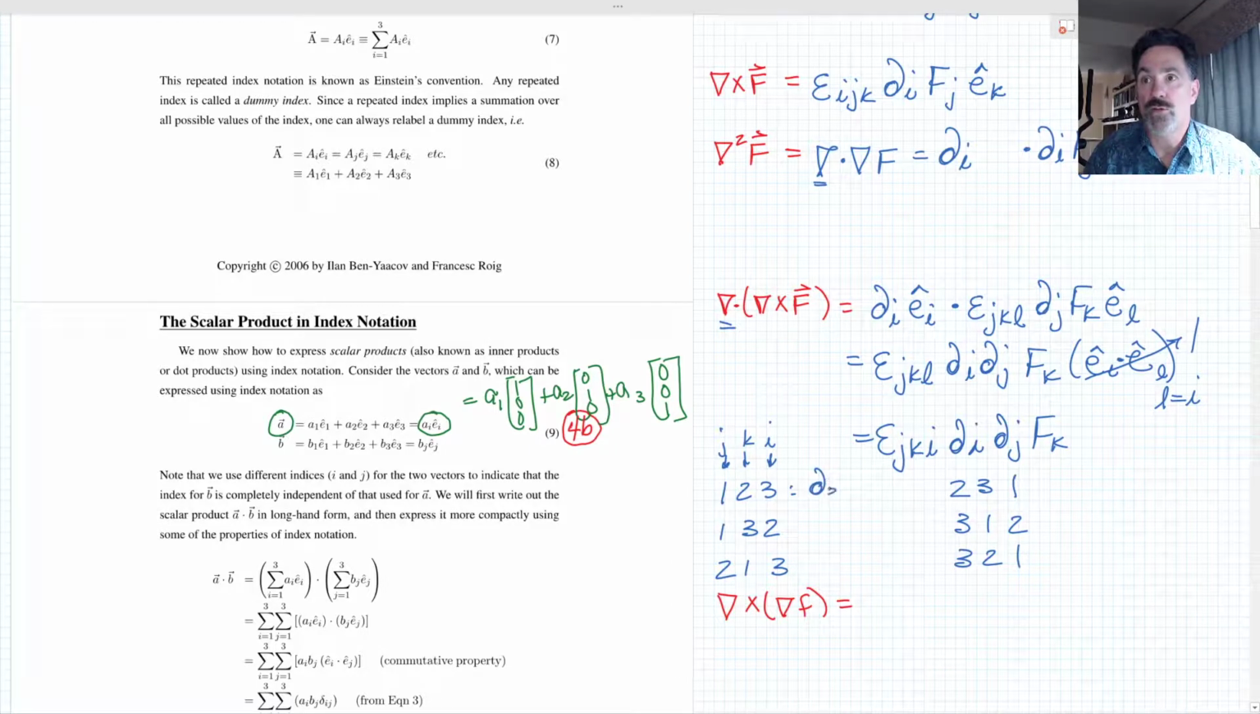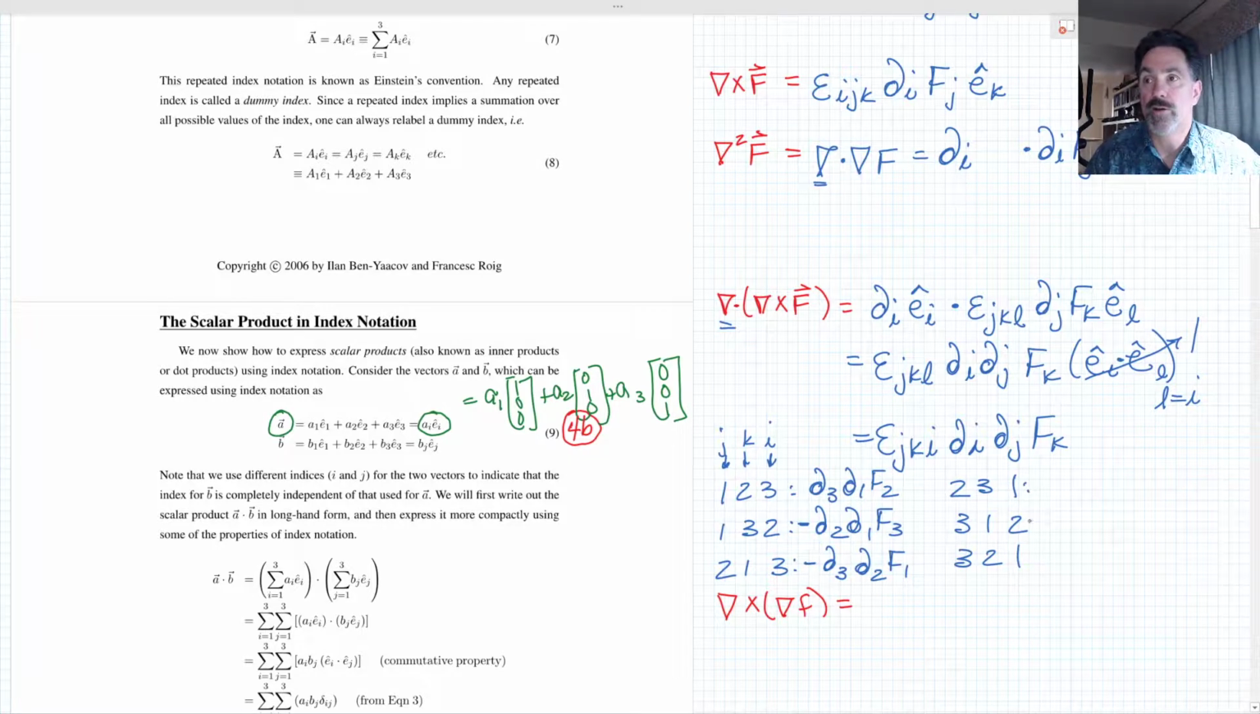So I have a partial 3, partial 1 of F2. And then here I have a partial 2, partial 1, F3. Notice the 1, 2, 3 is clockwise, so that's a positive. This is 1, 3, 2. This is running counterclockwise, so this is actually a negative here. Then I have a 2, 1, 3, and that's going to be partial 3 and a partial 2, F1. And again, I'm running 1, 3, 2, which is counterclockwise, so that's a negative.